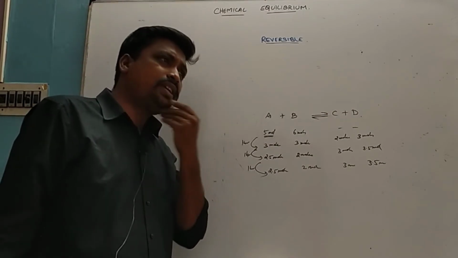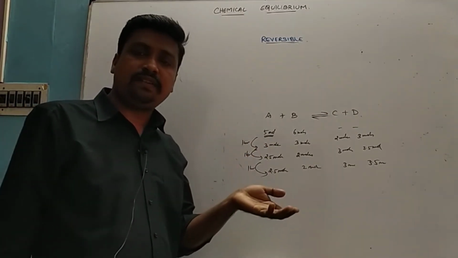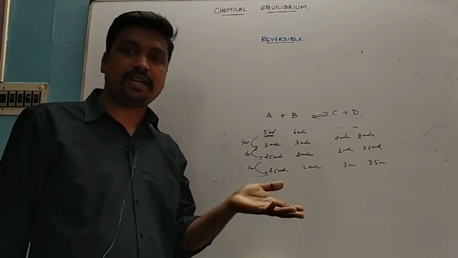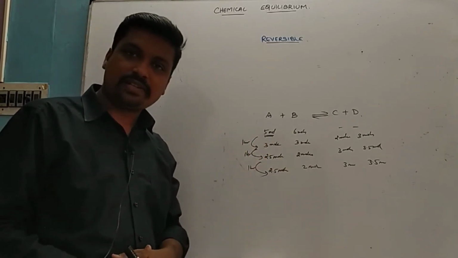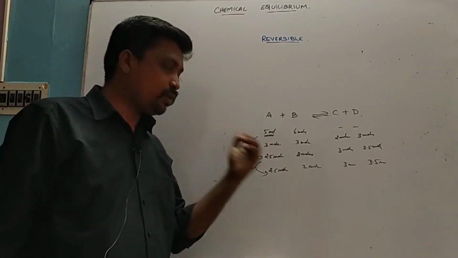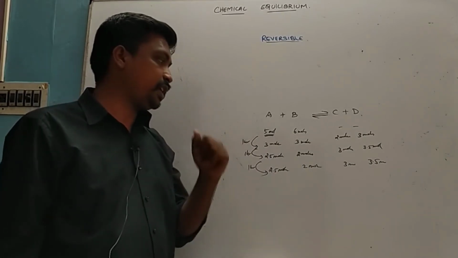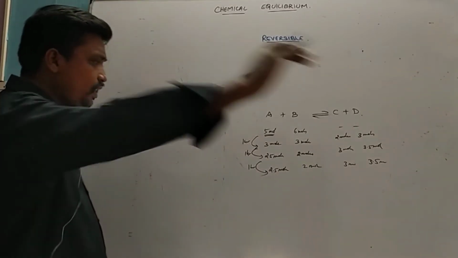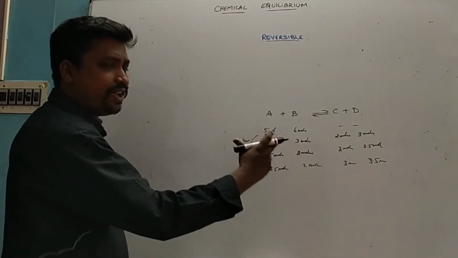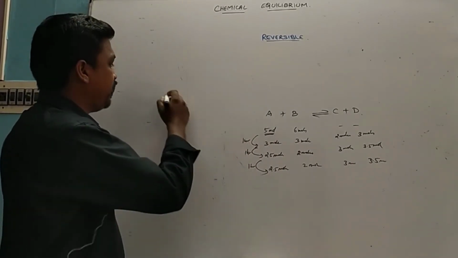We can classify the equilibrium reaction as physical equilibrium reactions and chemical equilibrium reactions. What is the classification, sir? We are going to discuss all those things. Before that, see here, let me explain in a very short and easy way.